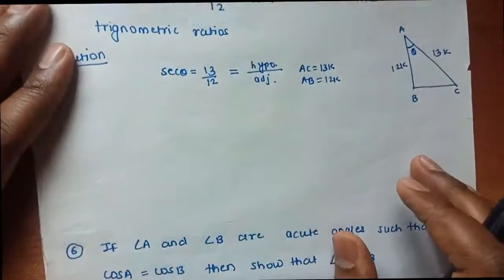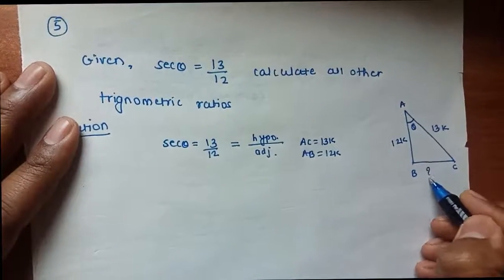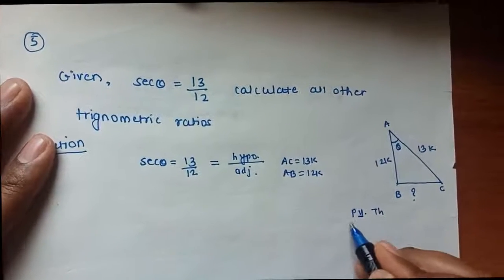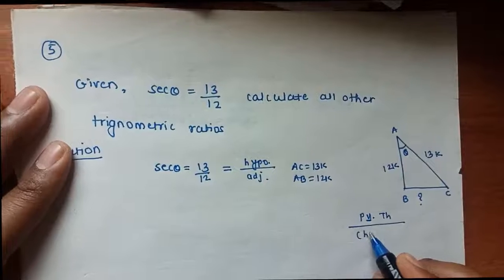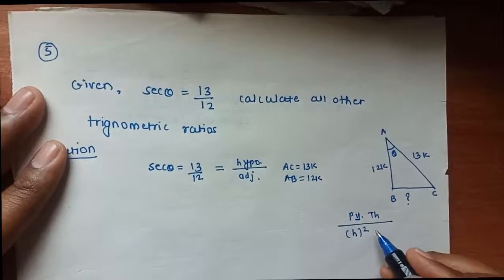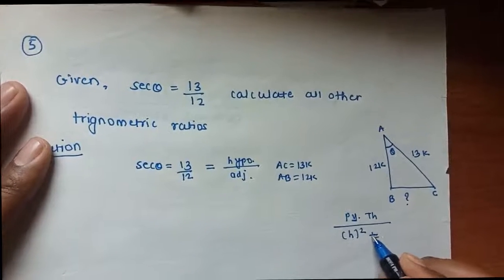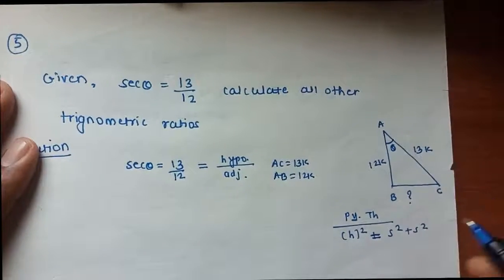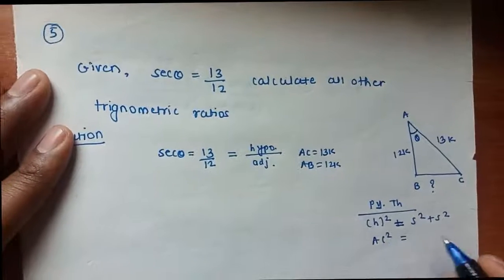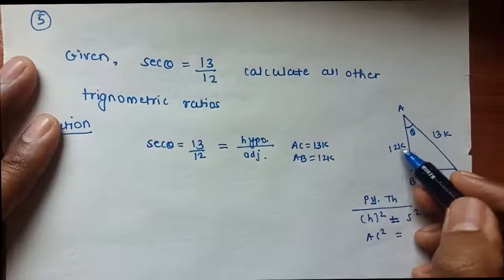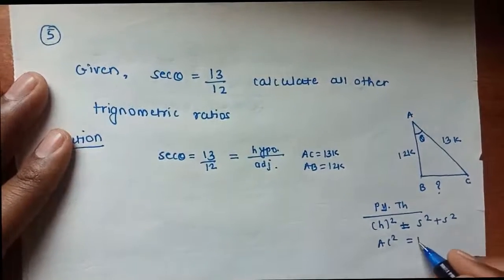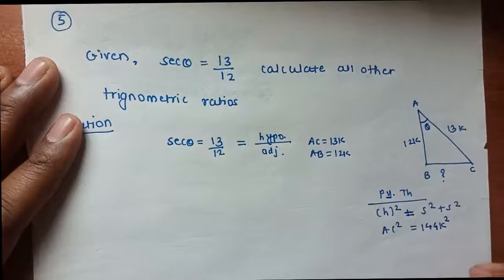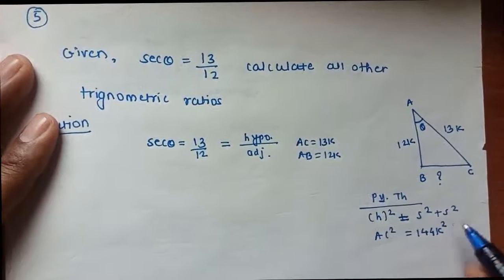So I got these two sides, AC is equal to 13k, and adjacent, that's AB, is equal to 12k. As similar to the last problem, again BC I don't know the value, then again Pythagoras theorem, I'm writing the short form. So again hypotenuse square, I will just write h, plus is equal to side square plus side square. So hypotenuse is nothing but the AC, so AC square is equal to, now side is 12k, so 12 square is 144, and k square is k square, so it will become 144k square plus BC square.